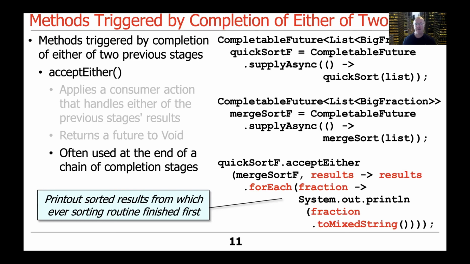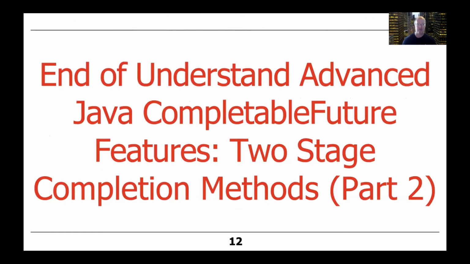In a mixed string format. But the key point here is not how we handle the result, although that's kind of cool in its own right. What's really interesting here is the fact that the result action depends on whichever completable future finished first. So that's the end of the discussion of the two-stage completion stage methods. We looked at the one that handled the combination, the logical ANDing. We also looked at another completion stage method that handled logical ORing. And you'll find that they're both very useful under different circumstances in order to be able to perform various kinds of reduction operations on chains of completable futures.